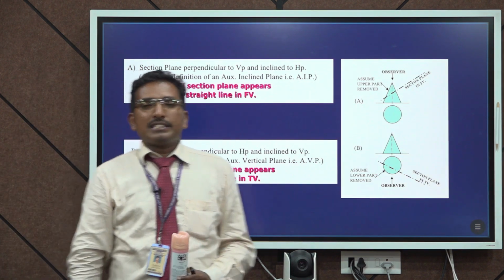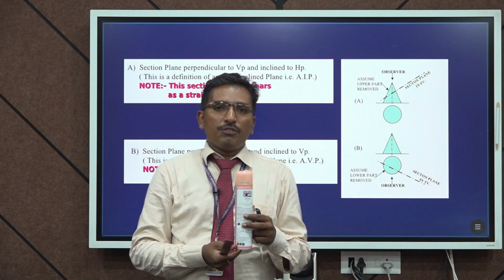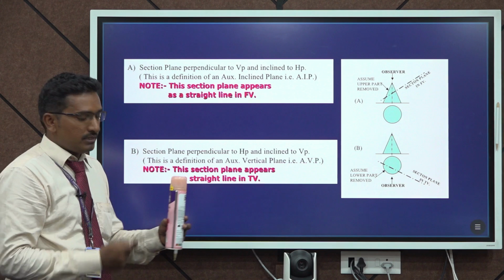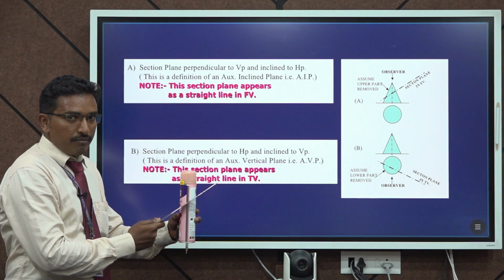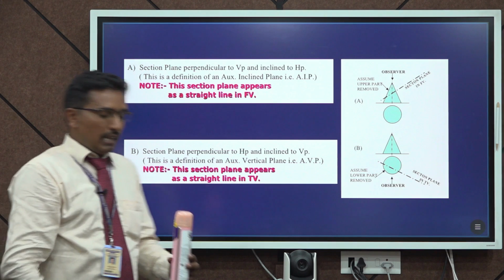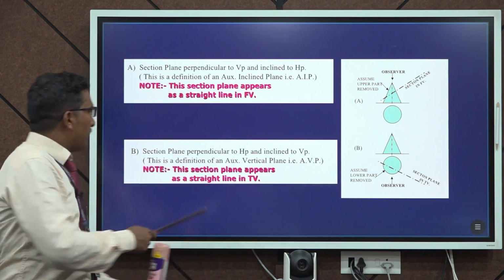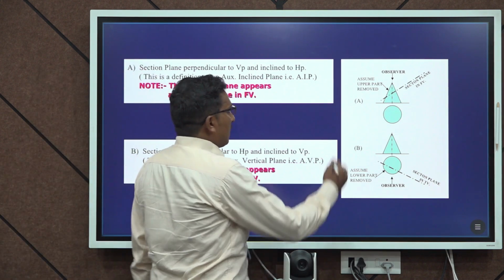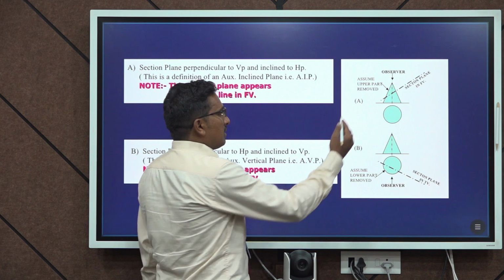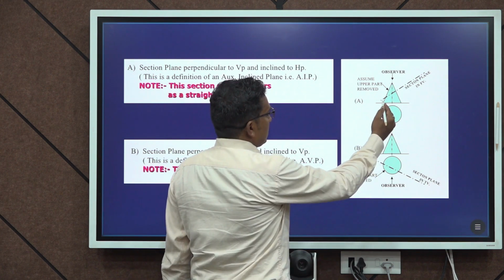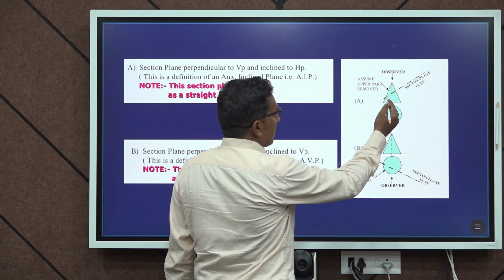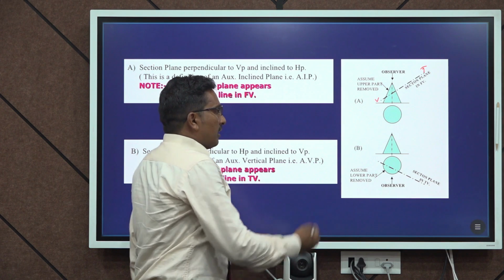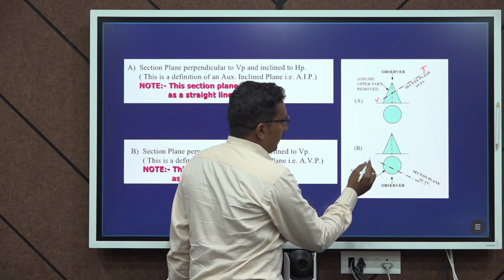Okay, let us consider this is a cylinder. If you are cutting like this, it is called a section plane perpendicular to the VP. See the things. If you are cutting like this, it is called a section plane perpendicular to the HP. The sample diagrams of sectioned views are given here. In the front view you can see the sectioned plane. Here in the top view you can see the sectioned plane.